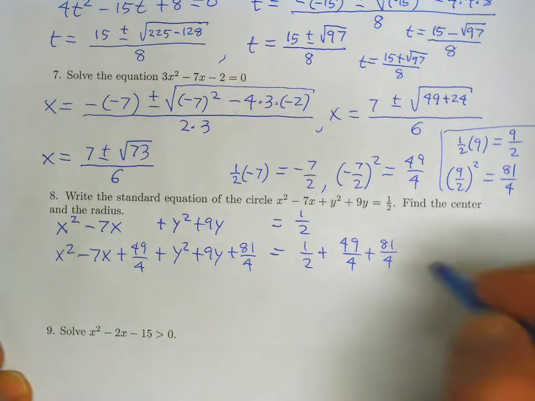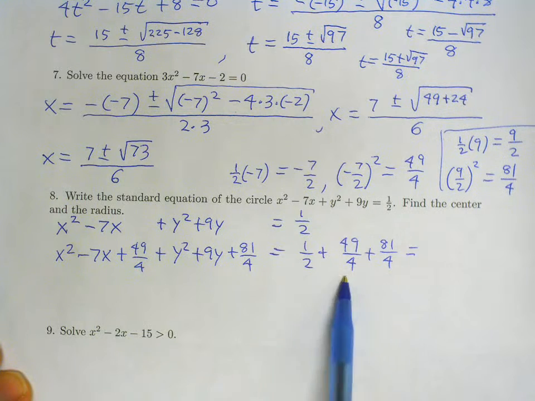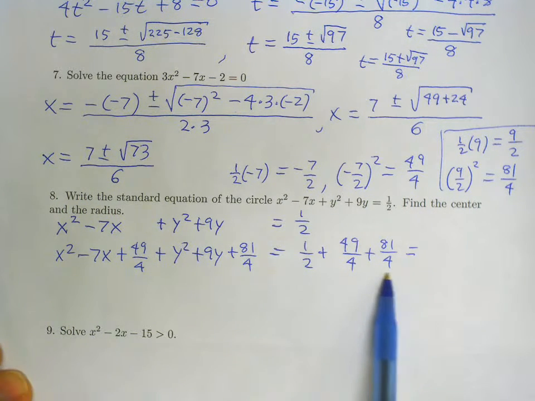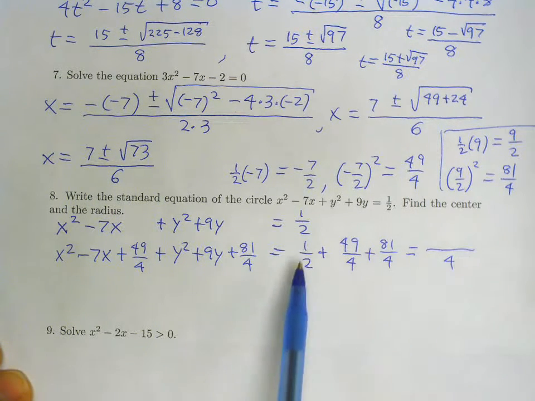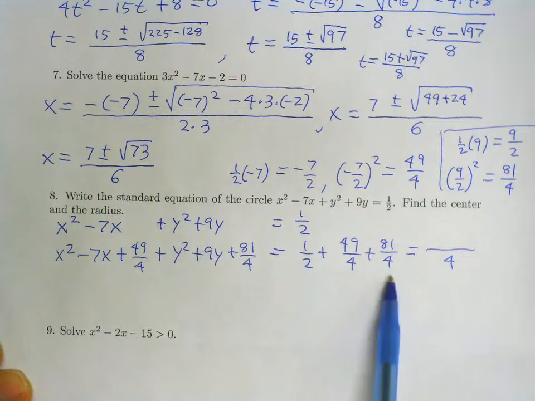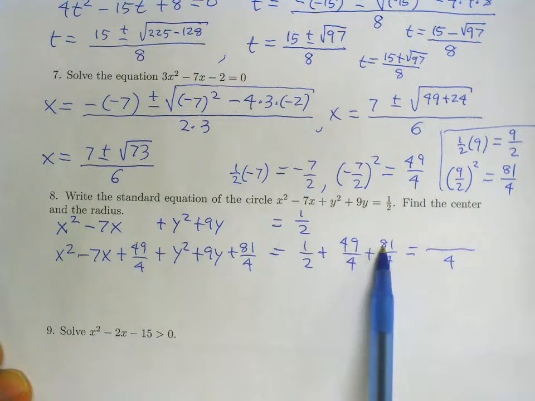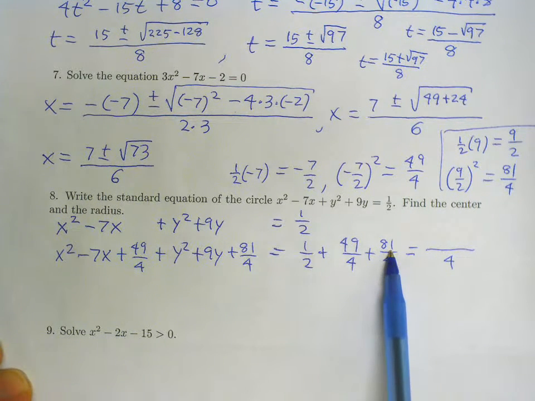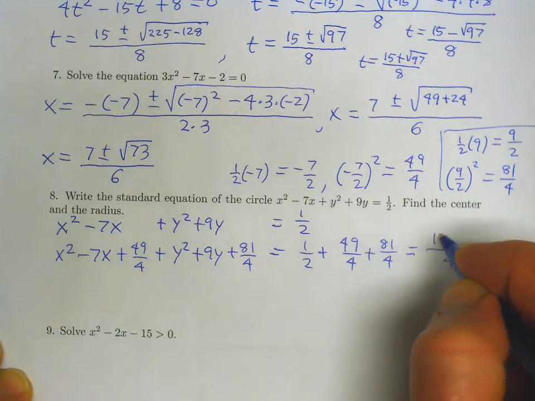And why don't we go ahead and add these three fractions. The least common denominator is 4. So we convert 1/2 to 2/4. And we're going to get, let's see, 49 plus 81 is 130. And then add 2 to that, we get 132/4.